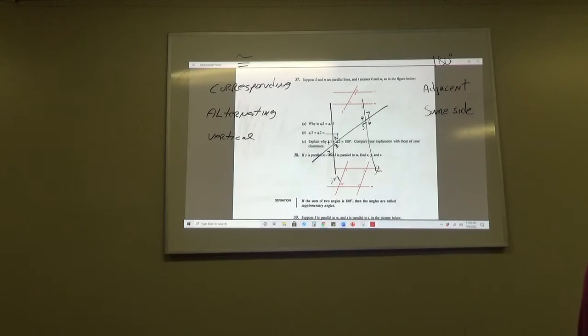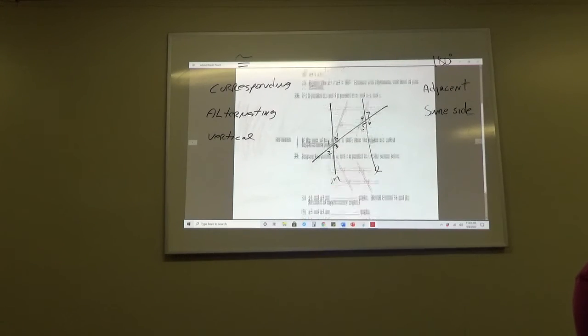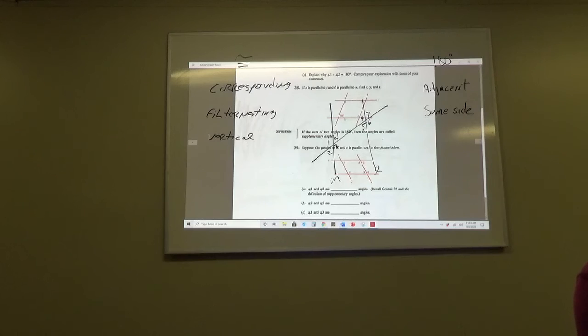What about 37B? They're adjacent angles. So what do you know? The measurement of angle 2 plus the measurement of angle 3 equals 180. Okay, good. Now, C says, why is angle 1 plus angle 2 equal to 180? They're same side interior. Yep, okay.